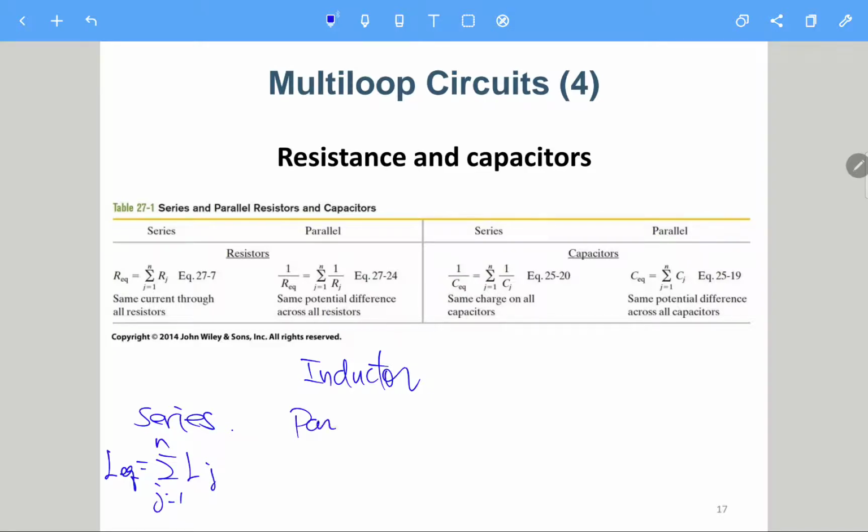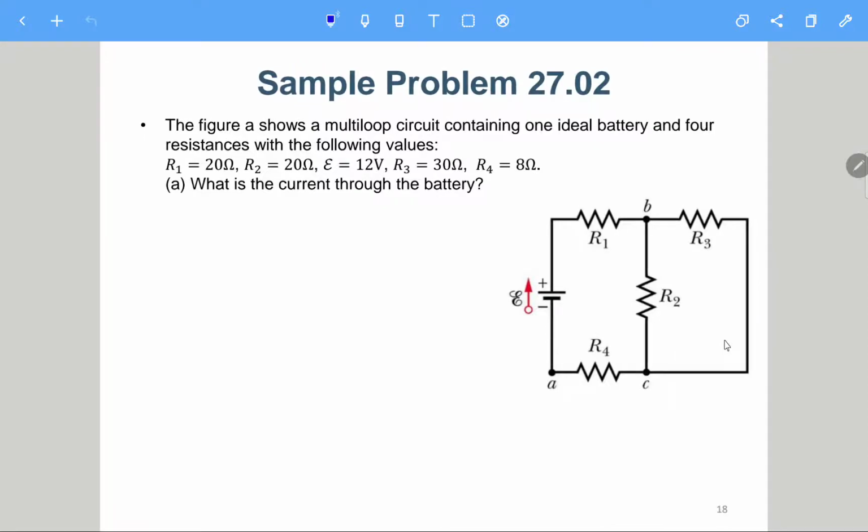And for parallel, it should be 1 over L EQ equals the summation, J from 1 to N, of 1 over L J. So when you calculate series or parallel inductors, it is like how we calculate resistance, but the other way around from capacitance. Okay, so next, we have a sample problem.